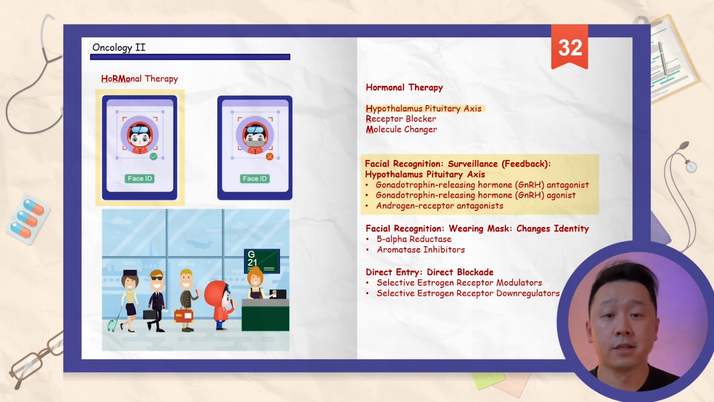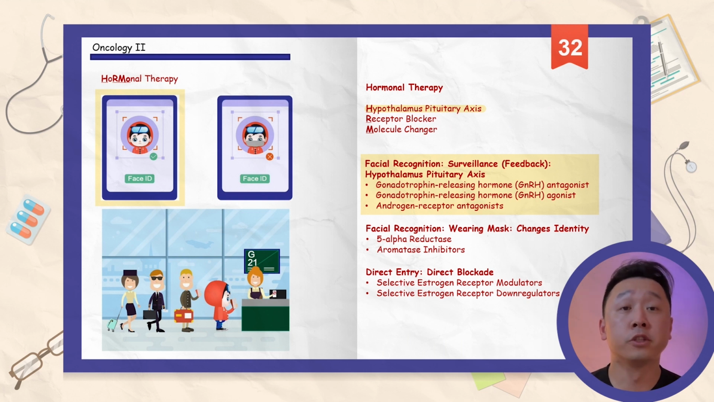If the body senses too much androgen is being produced, then it will decrease GnRH production via the pituitary through negative feedback. Similarly, a person with a malicious intent may be recognized by surveillance, such as security cameras, and may be removed from the airport by the security. The drugs used in these analogies are called GnRH antagonists, as well as GnRH agonists, as they modulate the production of FSH and LH through the HPA axis, which ultimately leads to a decrease in androgen production.